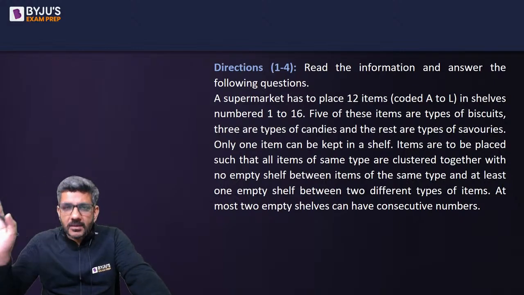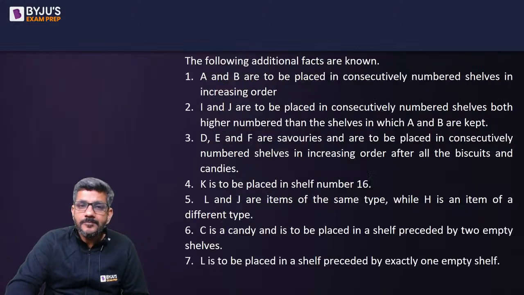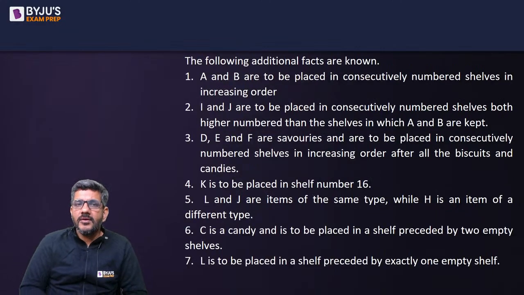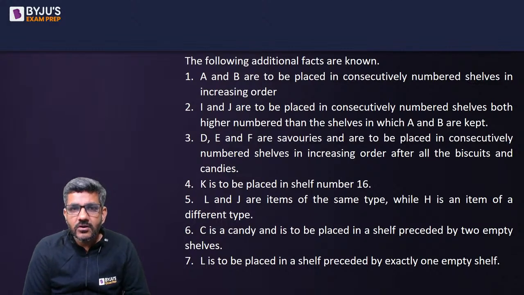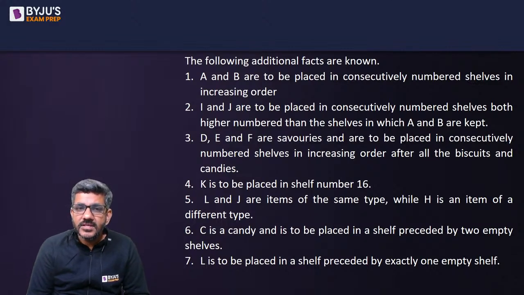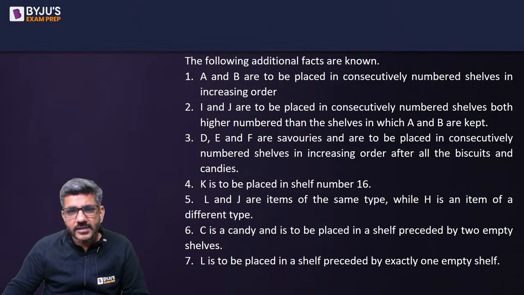I hope a picture must have been formed in your mind by now. And then there is more information. A and B are to be placed in consecutive numbered shelves in increasing order. I and J are placed in consecutive numbered shelves. D, E, F are savories and are to be placed, so on and so forth. All of this is given to us.